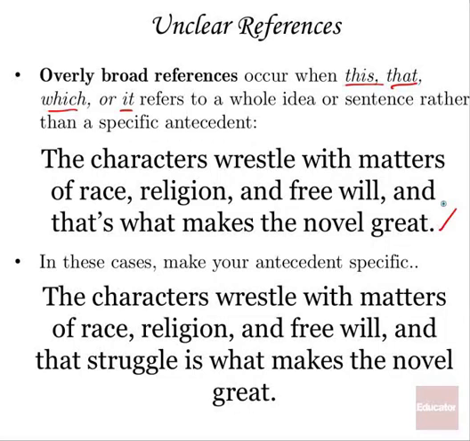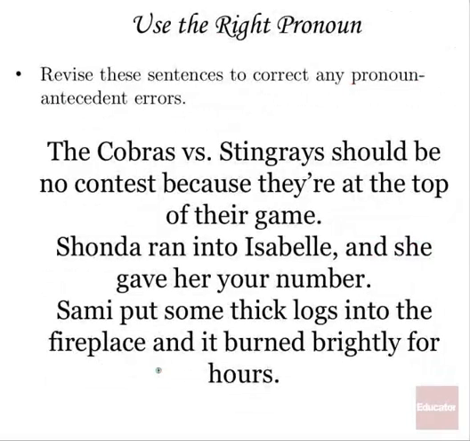It kind of makes your head go fuzzy. They do this, they do that, and all of this makes it great. That's kind of confusing. So, in these cases, make your antecedent specific. "The characters wrestle with matters of race, religion, and free will, and that struggle is what makes the novel great." Now you've nailed down what makes the novel great to a very short phrase, "that struggle." It's clearer, people understand it, and they'll go on reading your writing without blinking at you.